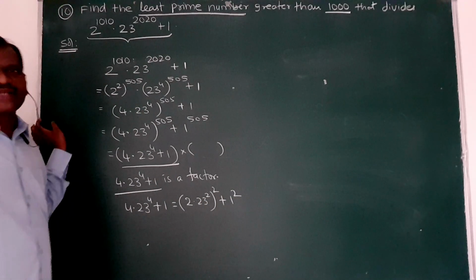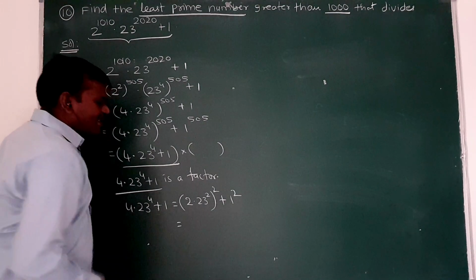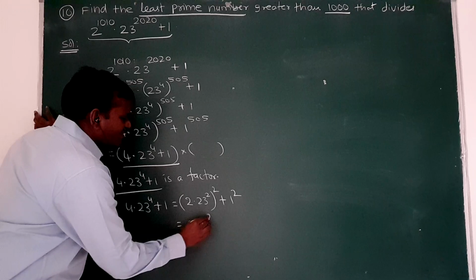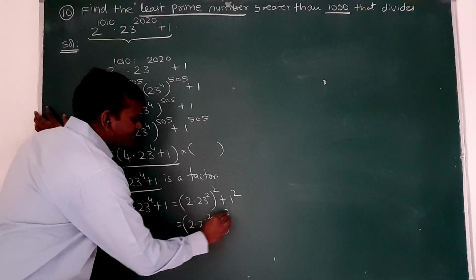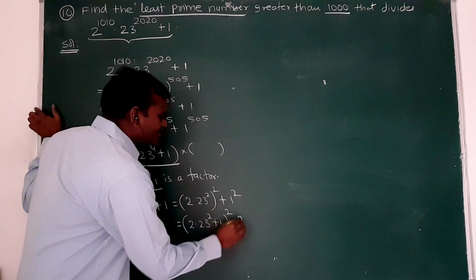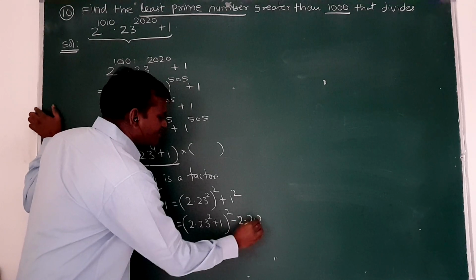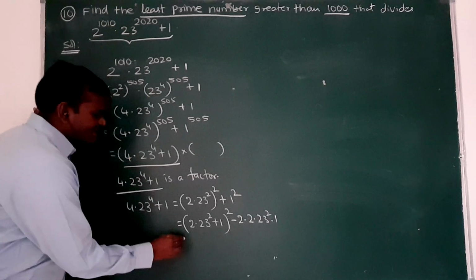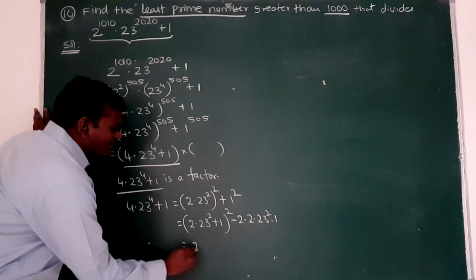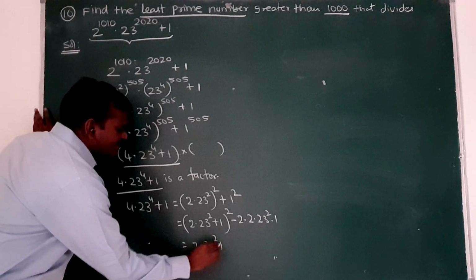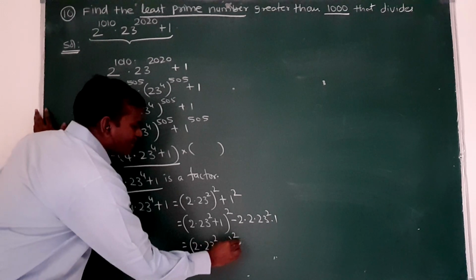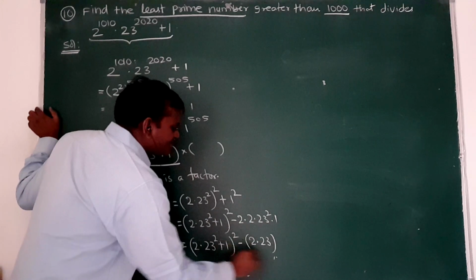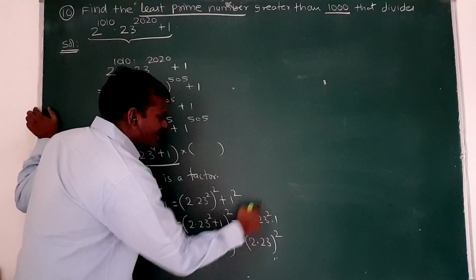a^2 + b^2 can be written as (a + b)^2 - 2ab. So (2 × 23^2 + 1)^2 - 2ab, that is 2 × 2 × 23^2 × 1. Again this can be written as (2 × 23^2 + 1)^2 minus (2 × 23)^2, that is 2^2 × 23^2.